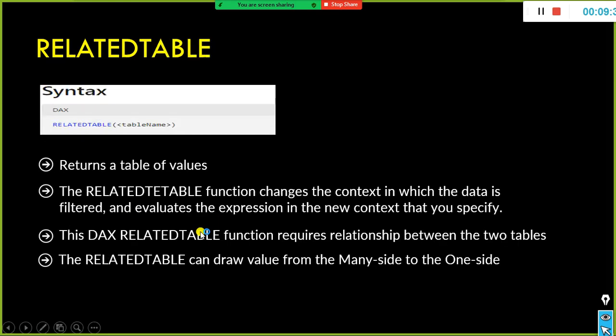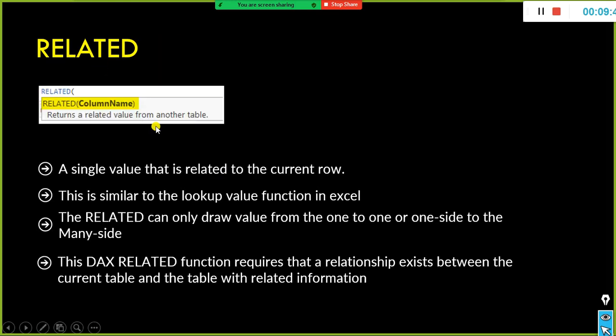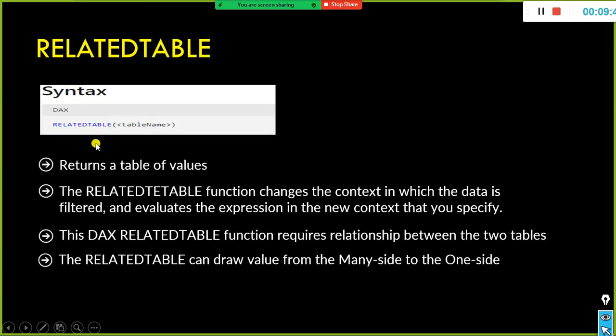The next one is something called related table. As this function name ends with table, you need to pass the first argument as a table name, whereas in the case of related, it is a column name. This related table returns a table of values. The related table function changes the context in which the data is filtered and evaluates the expression in a new context that is specified.